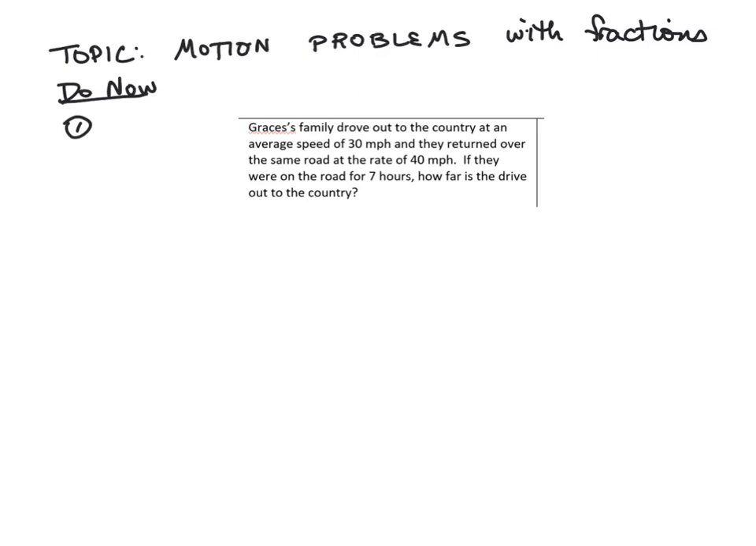Hi everyone. We're going to look at another type of word problem with fractions, and those are motion problems, which we studied once before. Let's just review motion problems. Grace's family drove out to the country at an average speed of 30 miles per hour, and they returned over the same road at the rate of 40 miles per hour. If they were on the road for 7 hours, how far is the drive out to the country?